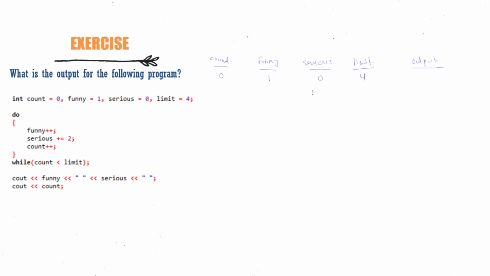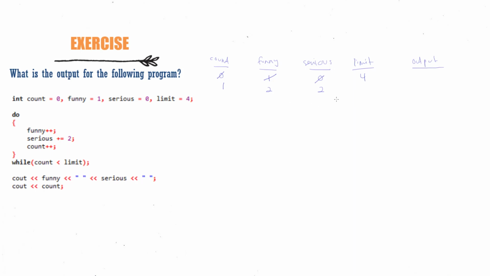So funny plus plus, meaning funny plus 1, so suddenly funny becomes 2. Then serious equals serious plus 2, so whatever is inside serious, which is 0, will be plus 2, so this will become 2. Then count plus plus, so now count becomes 1. Since it increments by 1, you will have your condition. So count less than limit. Is count, which is 1, less than limit, which is 4? That is true. So if it's true, it will go back up.